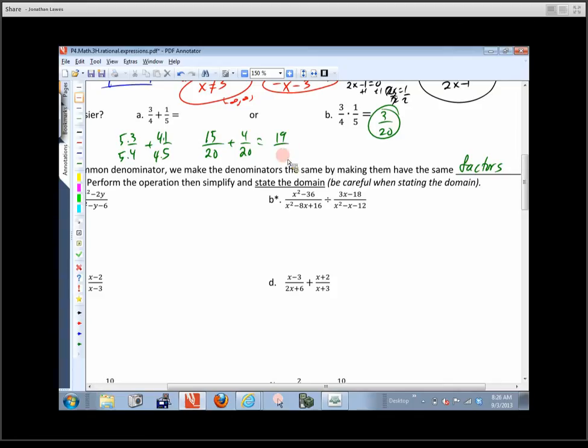Yeah, the denominator doesn't change. It's basically saying you have 15 20ths plus another 4 20ths. That gives you 19 20ths altogether. Okay? All right, any questions there?